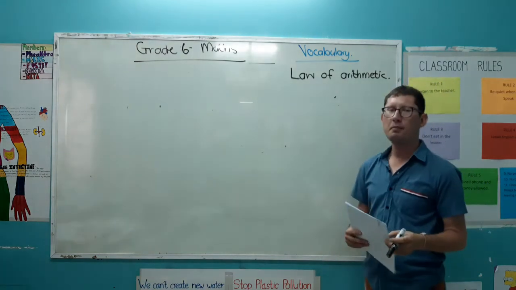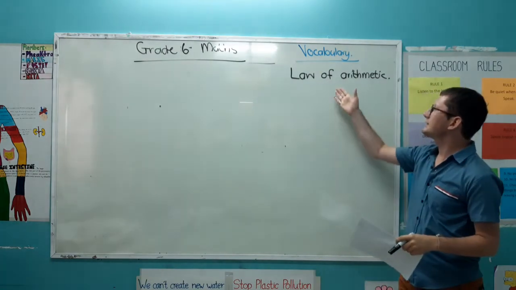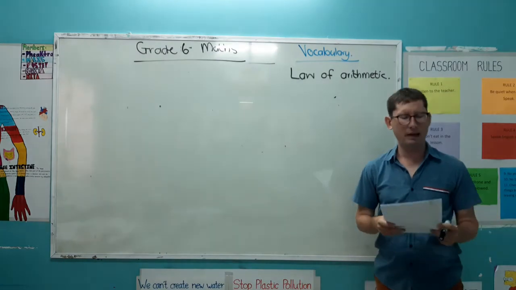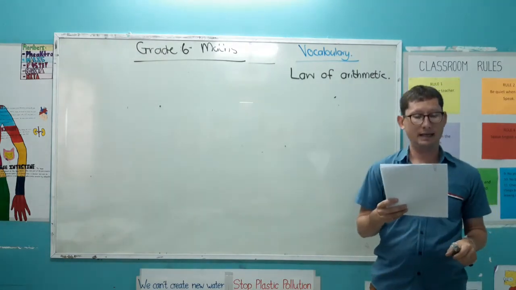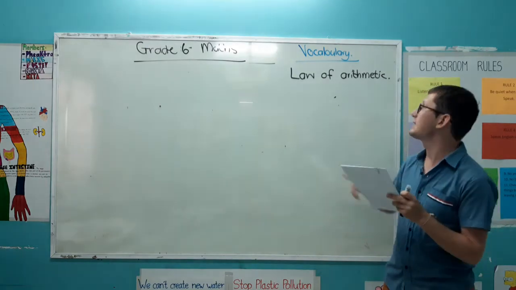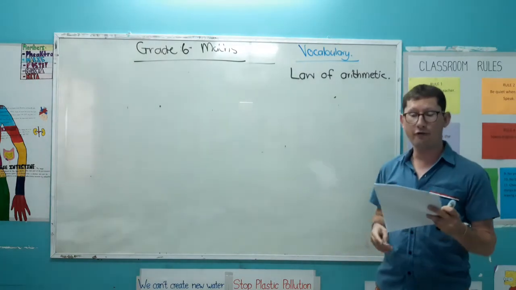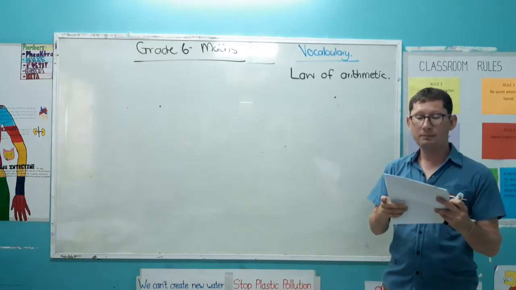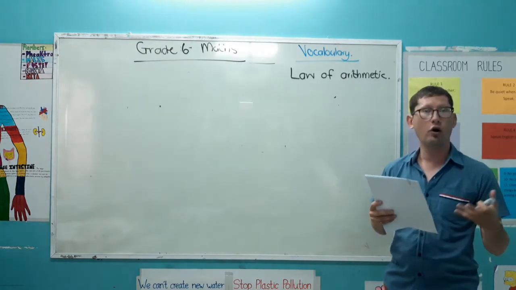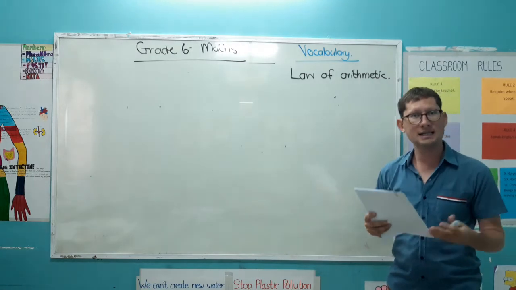For today, for our math lesson, we will study the law of arithmetic. What is the law of arithmetic? When we do a calculation, there is a law, which is similar to a rule, which we need to follow before we start calculating. We call this the law of arithmetic. So what is this law?